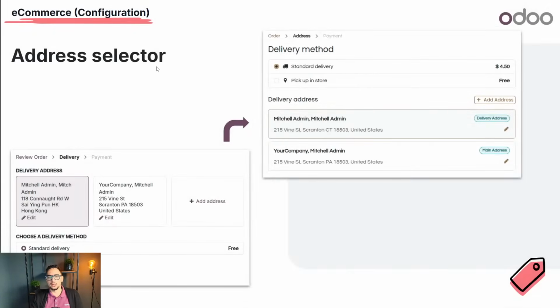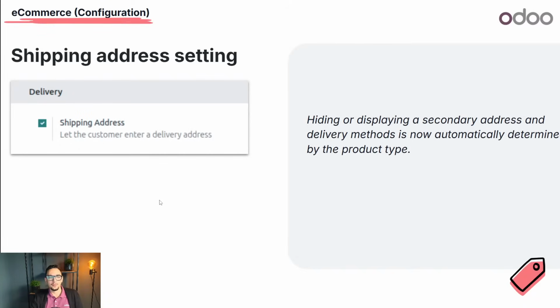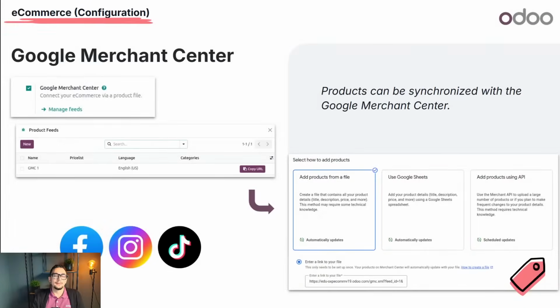We also have an address selector, which allows them to save their previously created delivery addresses. We can also hide or display a secondary address and delivery methods to determine it by specific product type. And a great feature that we have is now the Google Merchant Center.